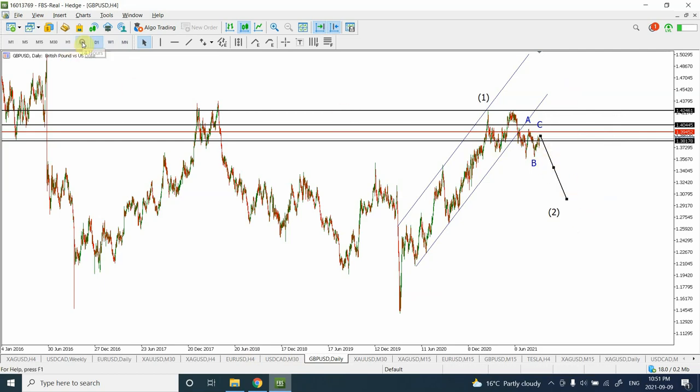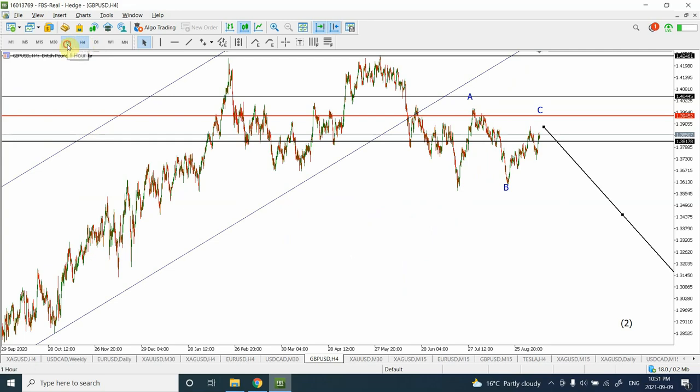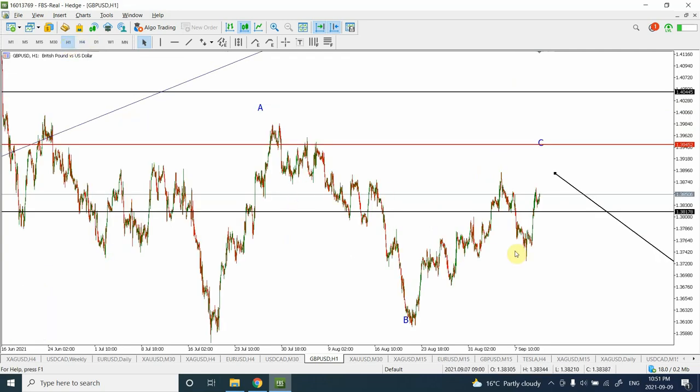Let's have a look at the 4-hourly time frame. Now I want to ask you to stop your video right over here and see if you could label. I'm not saying that the labeling I'm attempting is the same as what you're thinking, but if you want to do a little exercise, you can pause the video and come up with it. So I'm considering right now, this is my answer, I'm considering this as wave A, wave B, and then wave C. Wave C, as we know, is a 5-wave structure in a flat correction.